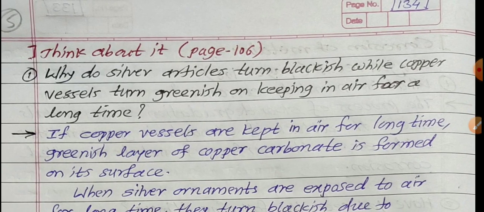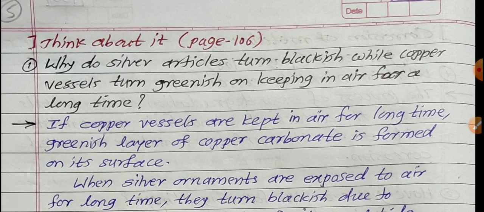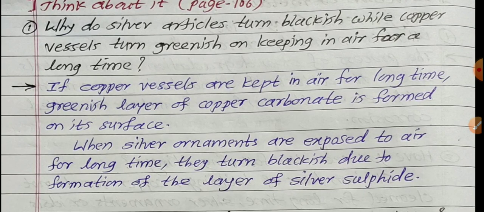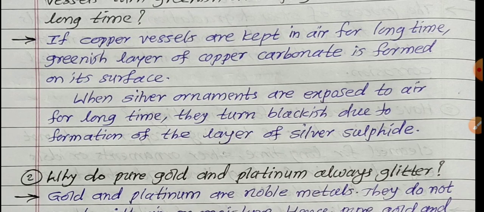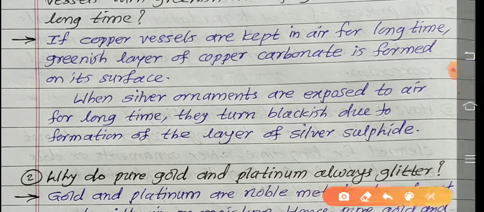You check that question. What is the first? Why do silver articles turn blackish while copper vessels turn greenish on keeping in air for a long time? What is the answer? If copper vessels are kept in air for a long time, a greenish layer of copper carbonate is formed on the surface. The greenish layer of copper carbonate is formed on its surface.